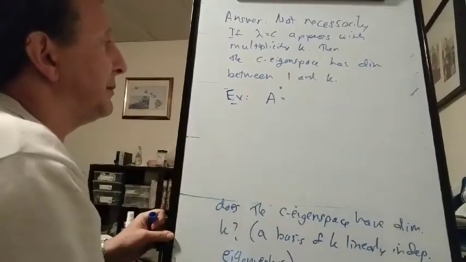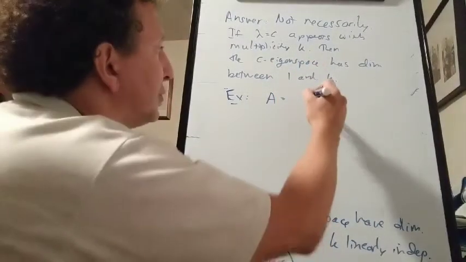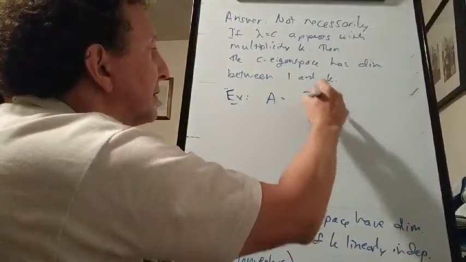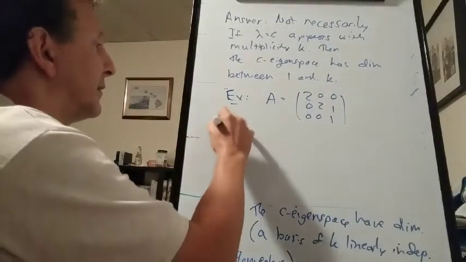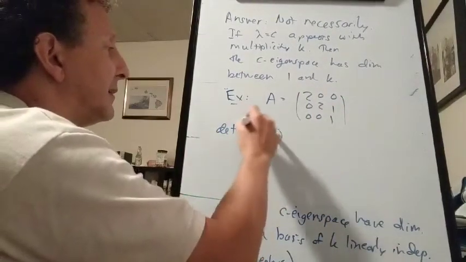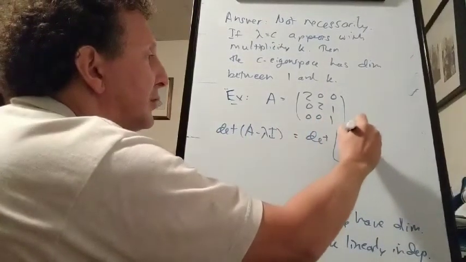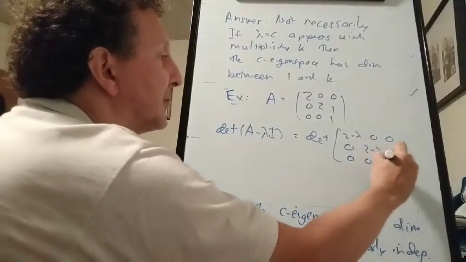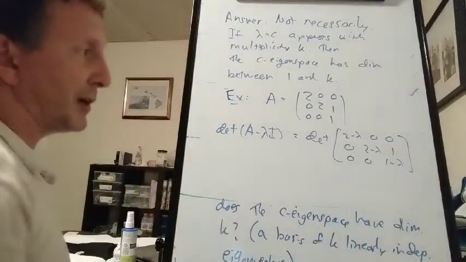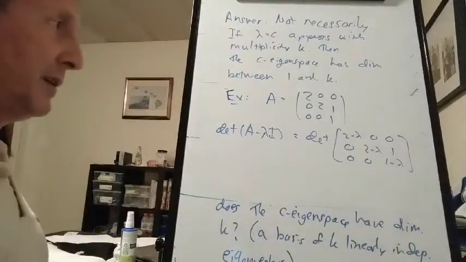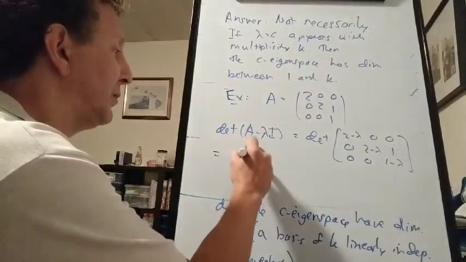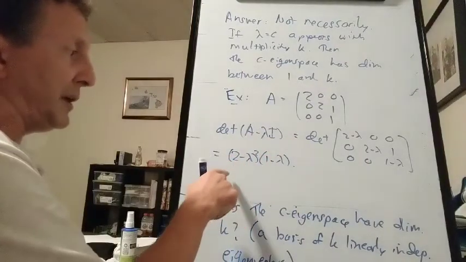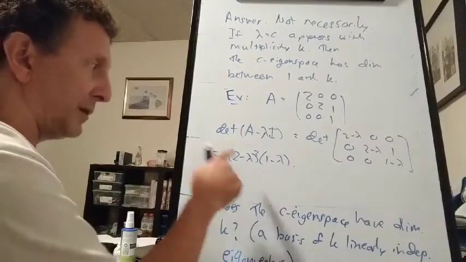So for example, let A be the matrix that has 2, 2, 1 on the diagonal, and then 1 right here and zeros everywhere else. The determinant of A minus lambda I equals the determinant of 2 minus lambda, 0, 0, 0, 2 minus lambda, 1, 0, 0, 1 minus lambda. This is an upper triangular matrix, so the determinant is just the product of the diagonal entries. So that's (2 minus lambda) squared times (1 minus lambda). So lambda equals 2 is a solution with multiplicity 2 because of this squared factor.